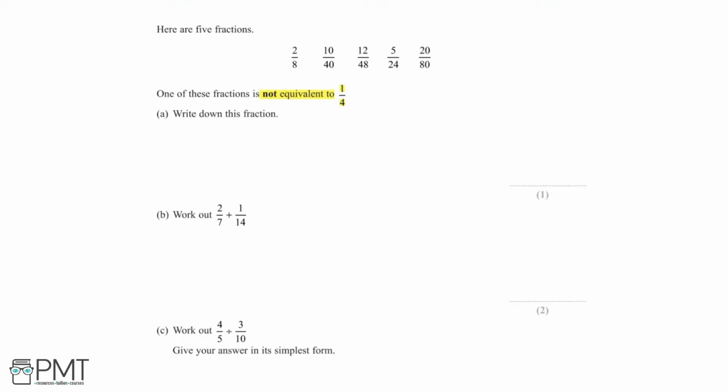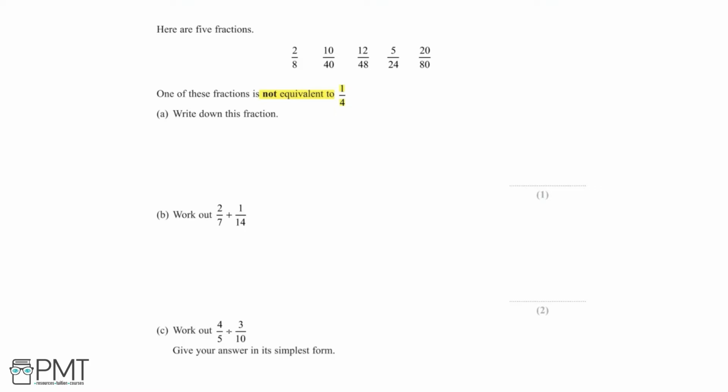Now let's move on to 10 out of 40. When we divide the numerator by 10, we get 1, and when we divide the denominator by 10, we get 4. And so 10 out of 40 is equivalent to 1 out of 4. Then we have 12 out of 48. Now when we divide the numerator by 12, we get 1, and when we divide the denominator by 12, we get 4. And so 12 out of 48 is equivalent to 1 out of 4.